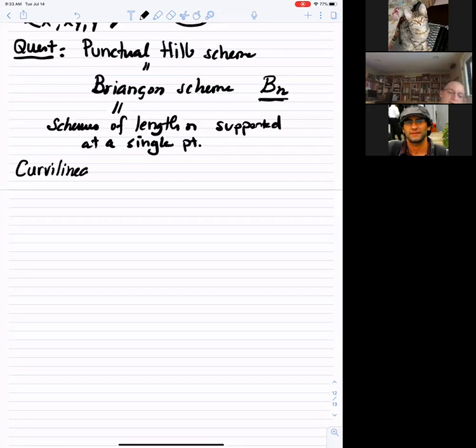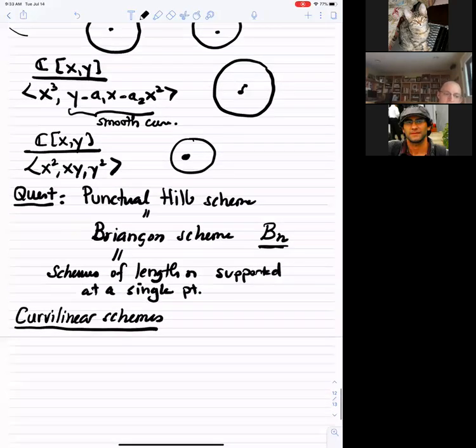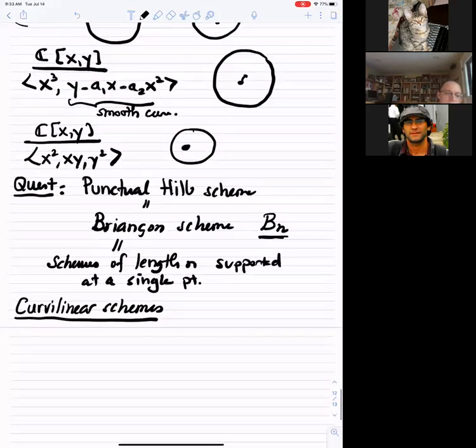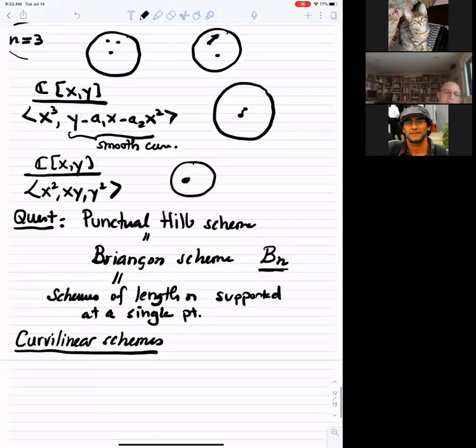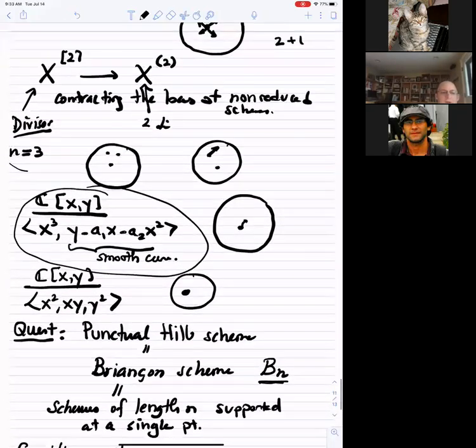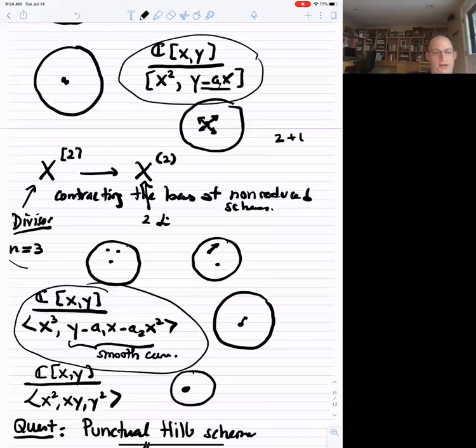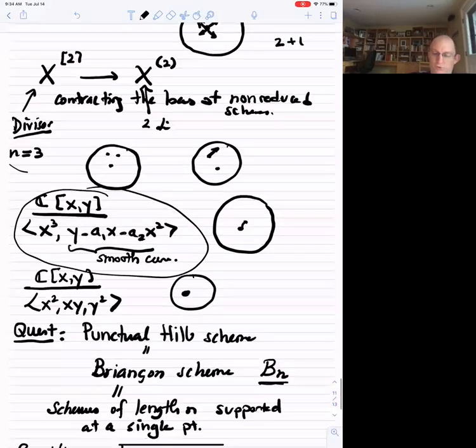Curvilinear schemes. And these are just the generalizations of the things that we solved. These kinds of this example, or in some sense, even this example, right, when n was 2? So we have the direct generalization of the n equals 2 and n equals 3 case.